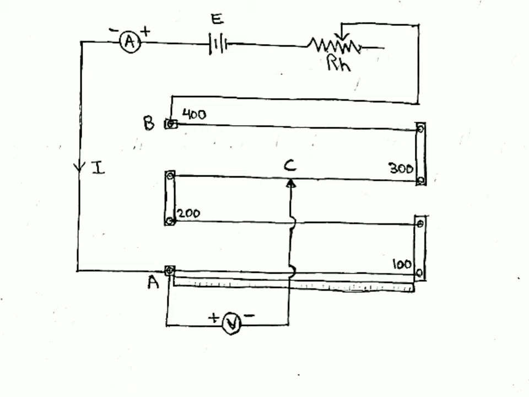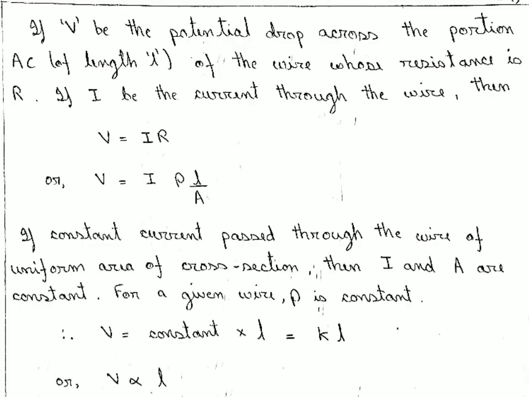Now in the diagram, I is the current flowing in the wire. Now this V is a voltmeter. It is used to measure the potential drop across any portion of the wire. So here, if AC is the portion of length L, then the potential drop across this portion AC of length L is given by Ohm's law, that is V is equal to IR. R is the resistance of the portion of the wire of length L, that is from A to C. So now, we know that R is equal to rho L by A, hence V is equal to I rho L by A.